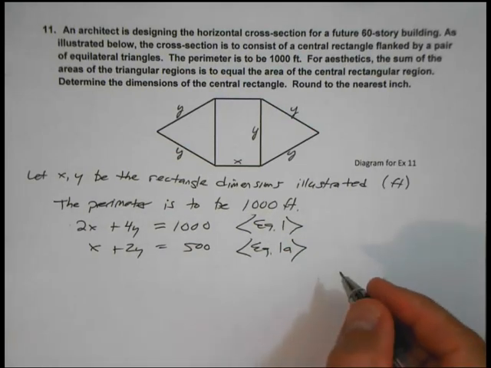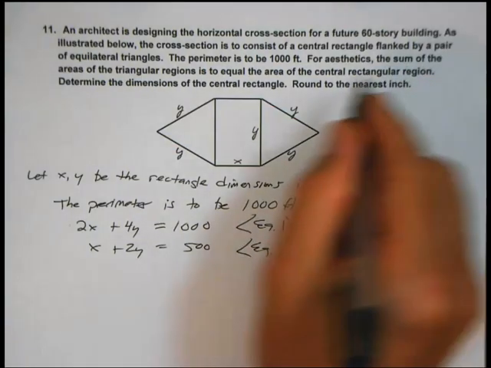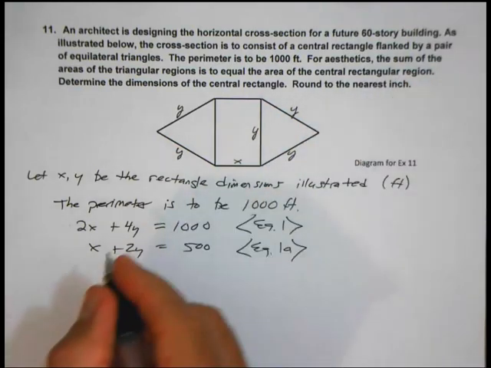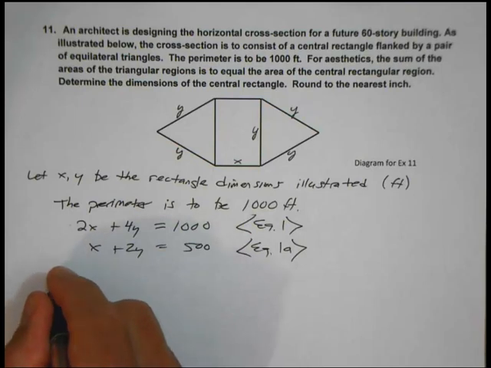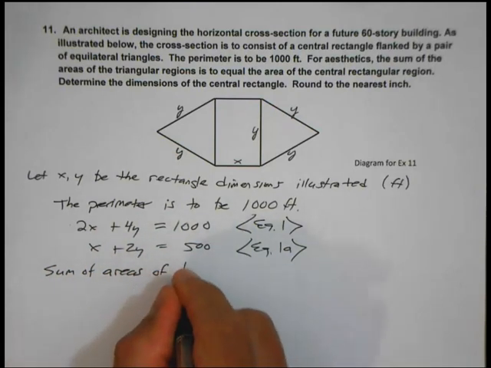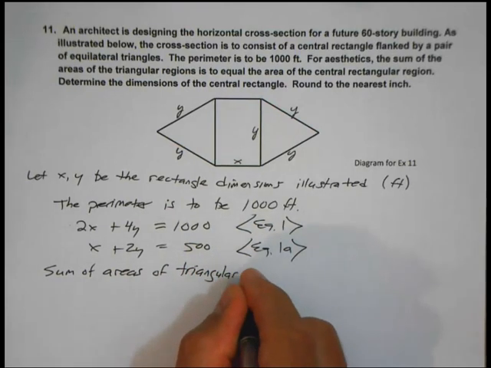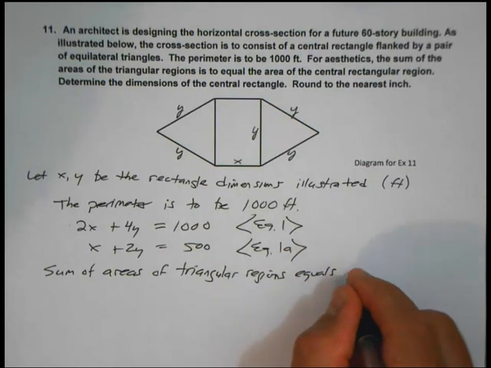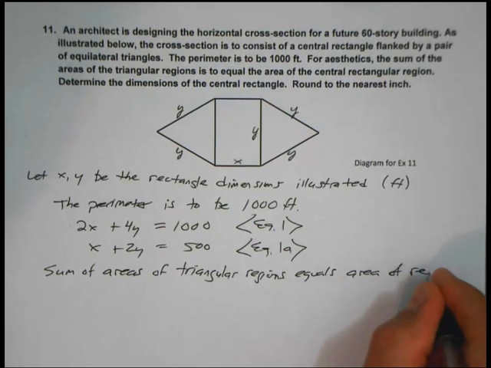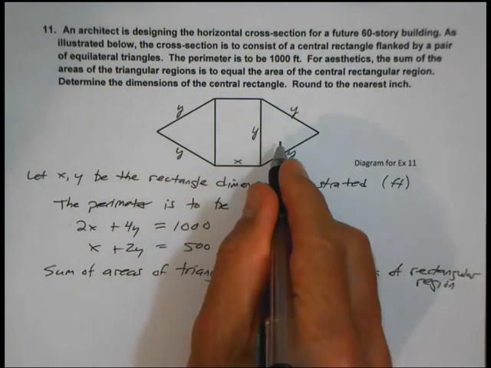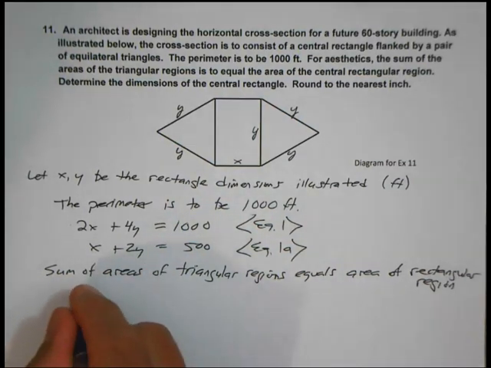Alright, let's look at the other information, see if we have some more. For aesthetics, okay, the sum of the areas of the triangular regions is to equal the central rectangular region. Okay, let's take that. That'll be good for us here. Sum of the areas of the triangular regions equals area of rectangular region. Alright, let's see here. Sum of areas of triangular regions. There's 2 triangles here, right? Okay, so just basically getting things started. 2 because there's two triangles.